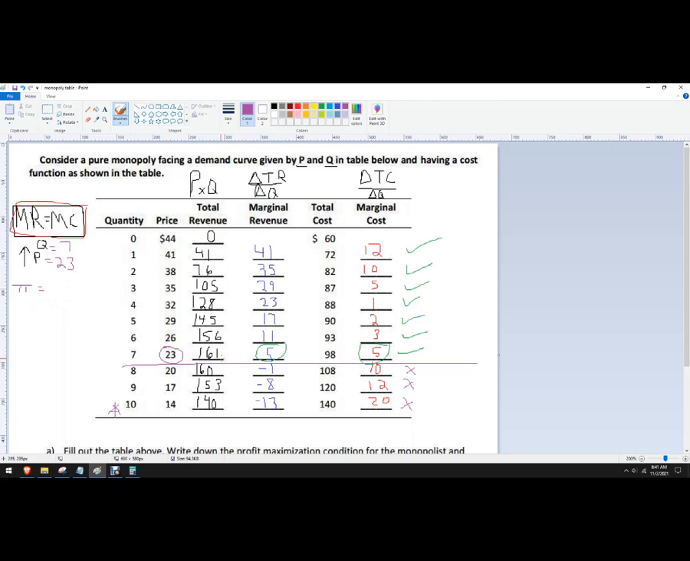Now if I wanted to know what the profit in total was, this is going to be 161. So profit is total revenue minus total cost. So 161 minus 98, which is 63. So profit in this case is 63. You just fill that in. And if you wanted to, you could sit here and go line by line and see if that's the highest profit. But we know it is because of the profit maximizing math that we did.